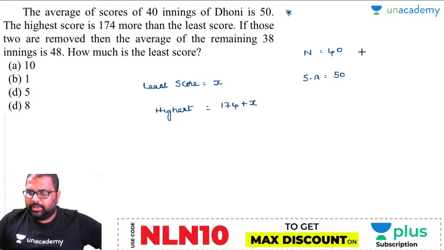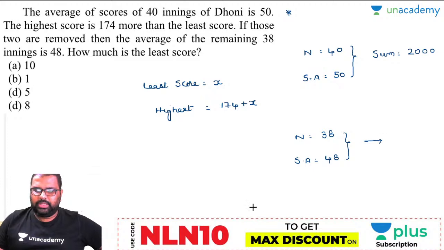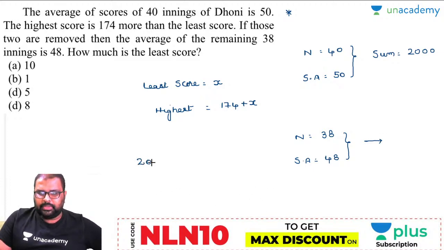Yes. Now, if you multiply this, you will get the sum, which is nothing but 2000. Now see here, the new average is 40, the new number is 38 and the new simple average is 48. Now, if you multiply this, you will get the number there. Now, what is the number there? Please let me know the answer there. Now, exactly observe here. This is the sum 2000.